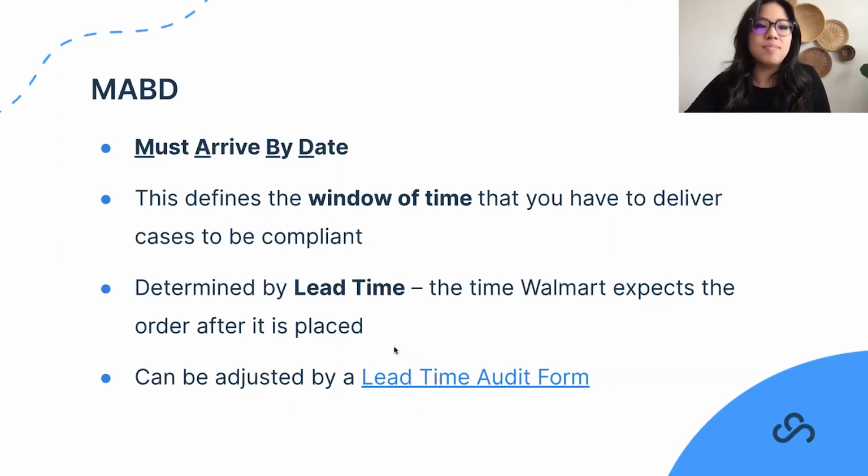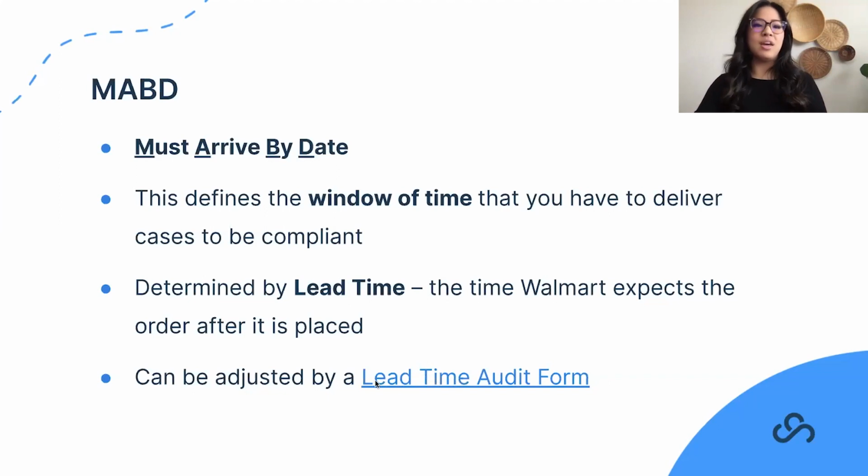You can actually make adjustments to your lead time utilizing something called the lead time audit form. Not many people remember this, because the lead time audit form is something that you set up way in advance, when you first start shipping to Walmart. A lot of times people forget what they put in their lead time audit form with Walmart. So I recommend reviewing this at the very least every 6 months, and if you have the time, on a quarterly basis.